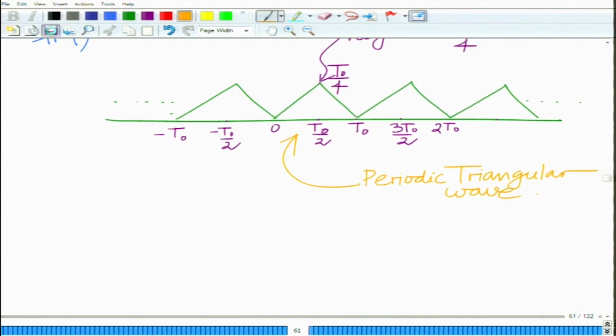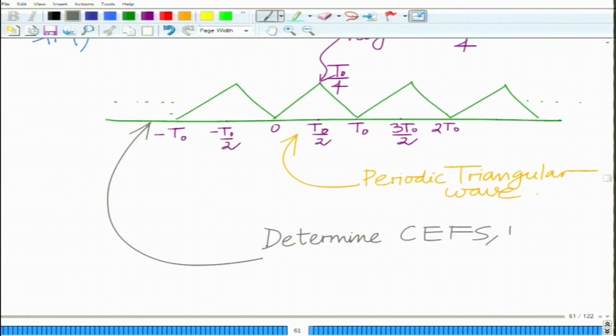This is a periodic triangular wave, and once again, for this signal, we want to determine the CFS and the TFS. Of course, one can employ the straightforward approach here, that is, write down the CFS and derive the expression for each coefficient Ck, but we are going to use a nice trick here.